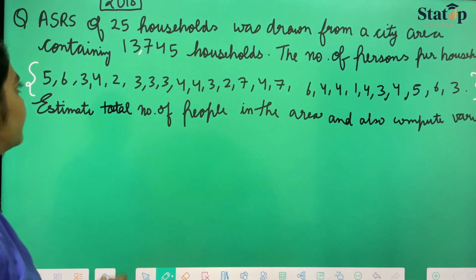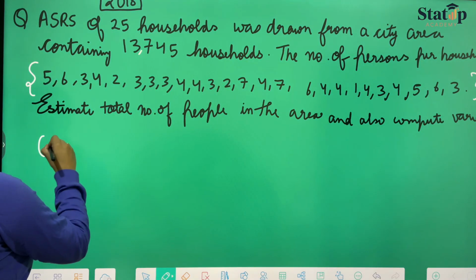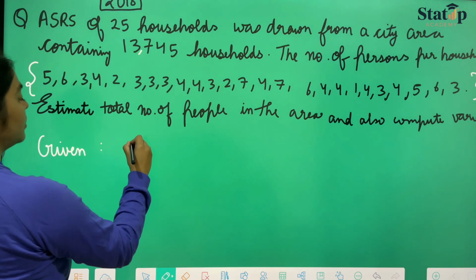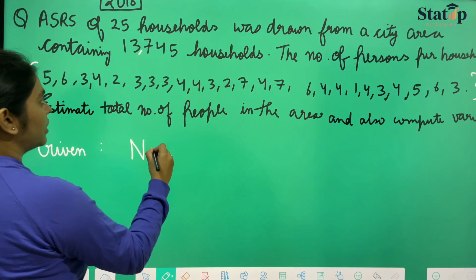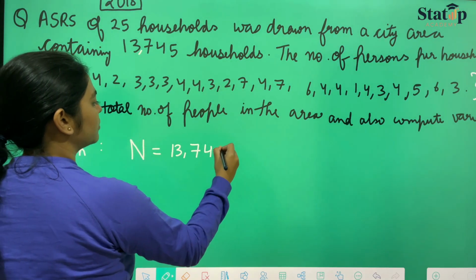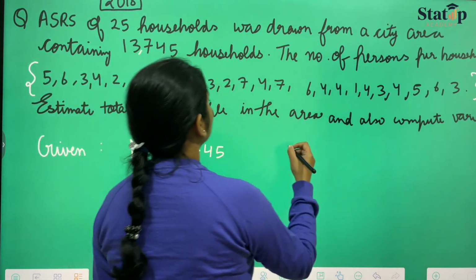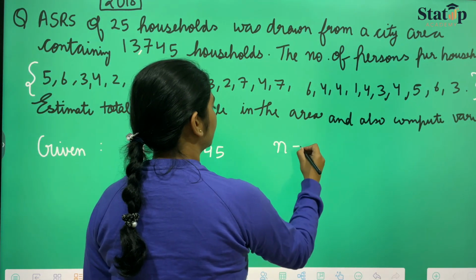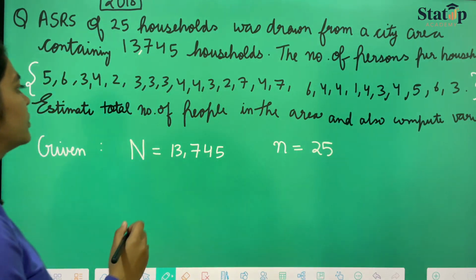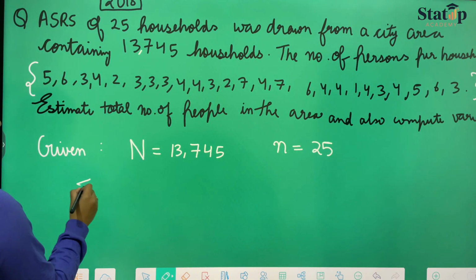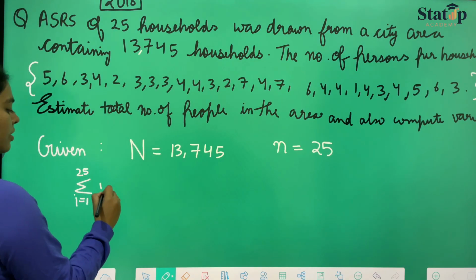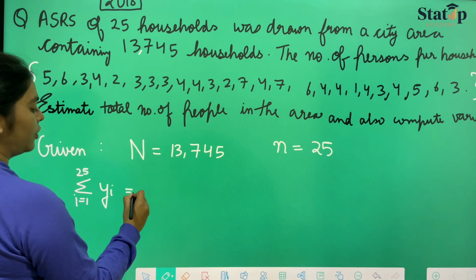So first of all, we'll write what we are given. Given that total number N is 13,745. This small n, which is the sample drawn, is 25. So first of all, we'll find the summation of i goes from 1 to 25 yi, the sum of all samples.